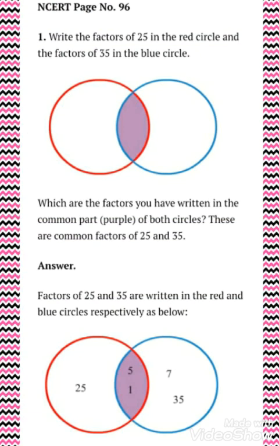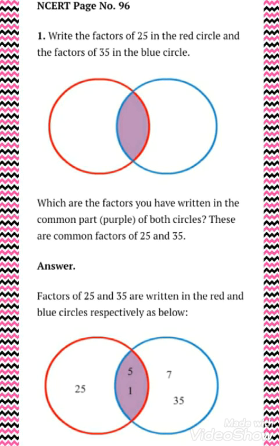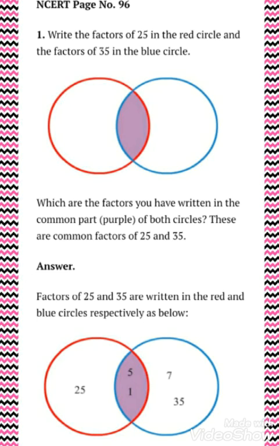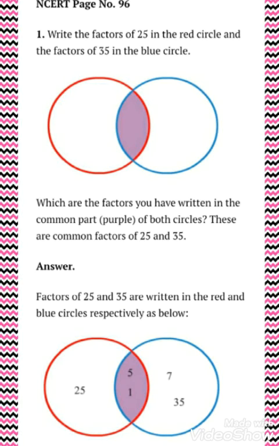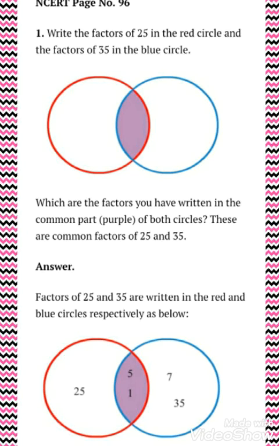Now come to page number 96. Here you can see 2 circles. Let's read the question first. Write the factors of 25 in the red circle and the factors of 35 in the blue circle. Which are the factors you have written in the common part, that is purple, of both circles? These are the common factors of 25 and 35. Now you have to write the factors of 25 in the red circle and 35 in the blue circle, and in the middle portion, that is the purple area, you have to write the common factors of both.